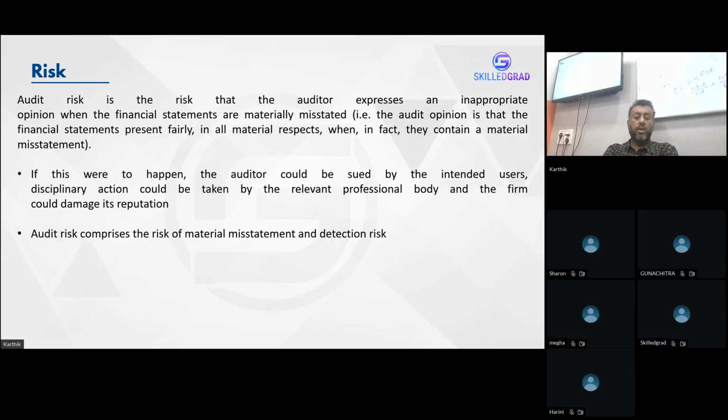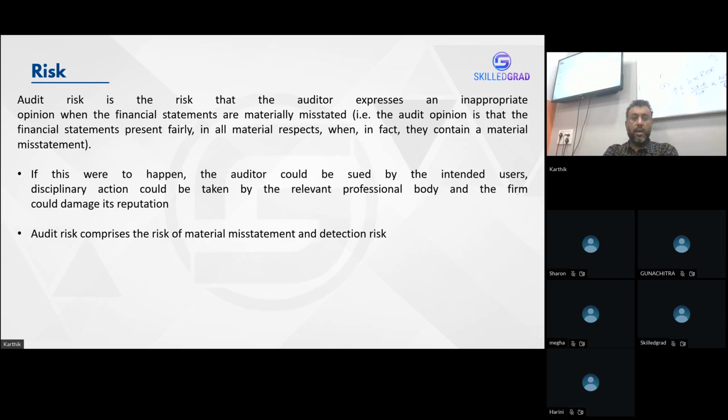Okay, so what is audit risk? Audit risk is a risk. If the auditor gives a wrong opinion, when the financial statements are misstated, but he comes and concludes saying that the financial statement represents a true and fair view. That is the biggest risk, because he's giving an incorrect or inappropriate opinion.